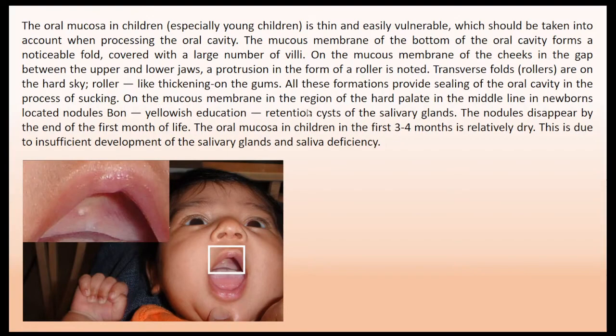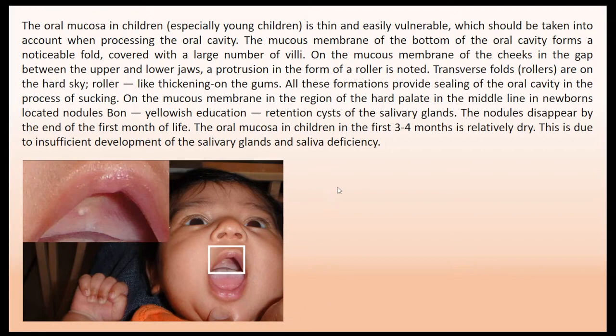On the mucous membrane in the region of the hard palate, in the middle line in newborns, there are located yellow-white nodules, retention cysts of the salivary glands. You can see them in this photo. The nodules disappear by the end of the first months of life.